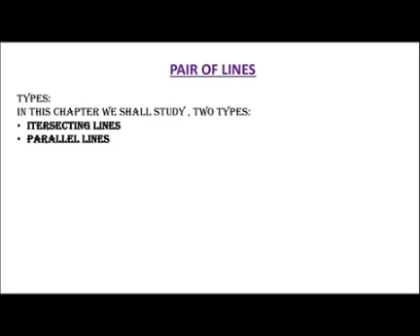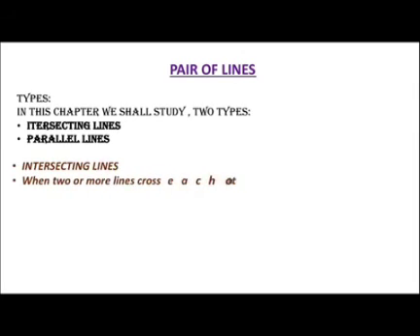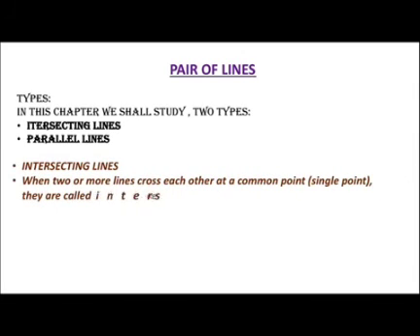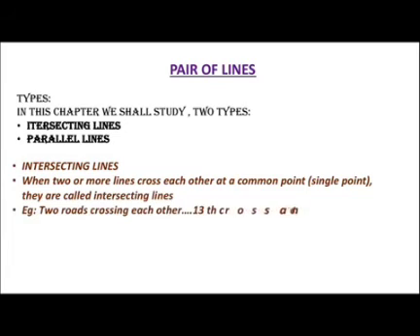The moment I say intersecting lines, what comes to your mind? Two crossroads, is it not? Two roads crossing each other. Let us say 15th cross and 4th main, or 13th cross and 6th main. They cross each other at one single point, is it not? Such lines are called intersecting lines. When two or more lines cross each other at a common point, they are called intersecting lines, and the example that I have given is two roads crossing each other.